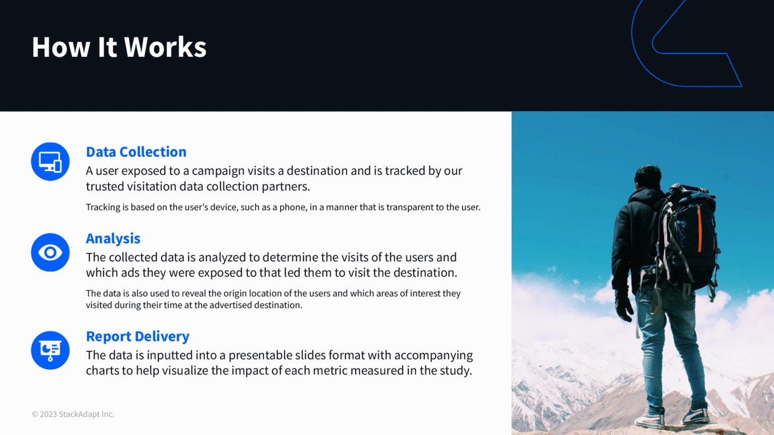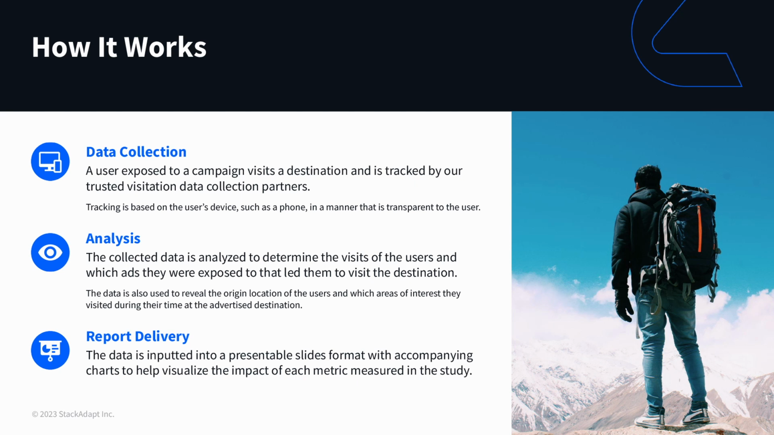So the first is data collection. A user is exposed to a campaign and then visits a destination. We can then track that back using a number of different data collection partners to align with the campaign that we've run internally. We then use that collected data to analyze how that journey went, so how the ad exposure led them to visit that particular destination.